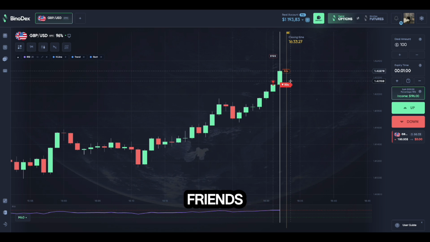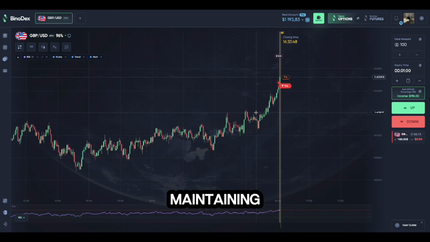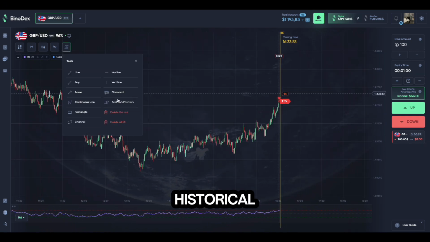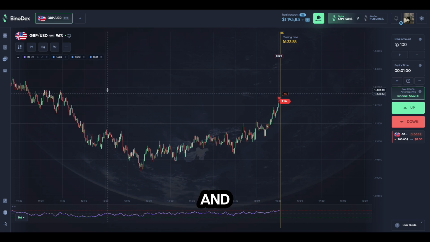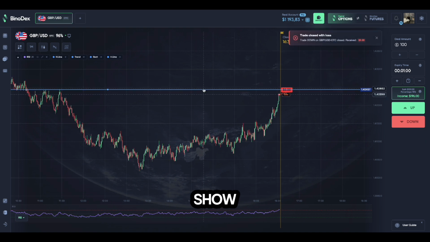Because remember, dear friends, not a single strategy will give you 100% profit, since such strategies simply do not exist in the market. We can see that buyers are still clearly maintaining their control over the price. Let's now take a look at the historical price movement patterns and mark our most recent resistance level, which is the point from which the price is most likely to show a reaction.